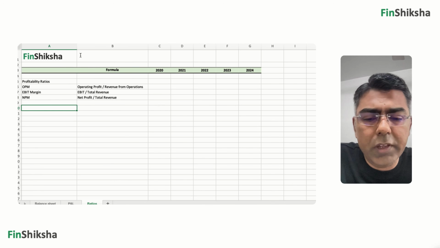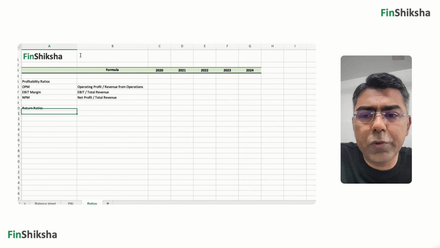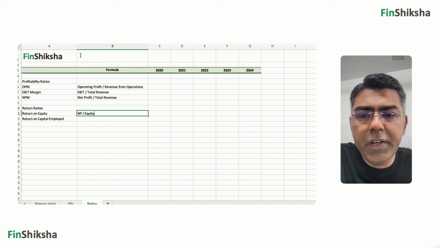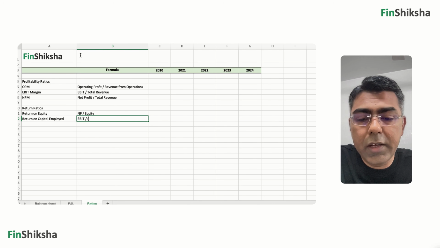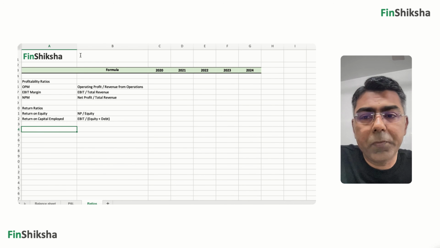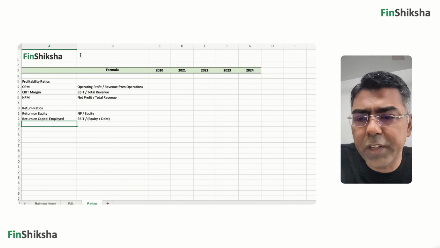Let me also write down the other ratios. So let's say we'll do return ratios. So we'll say return on equity, return on capital employed, ROE, ROCE. This will be net profit divided by equity. Equity will include share capital, reserves and surplus. ROCE will be EBIT divided by equity plus debt or borrowings that are there. Correct. So we'll calculate all the major return ratios that are there.